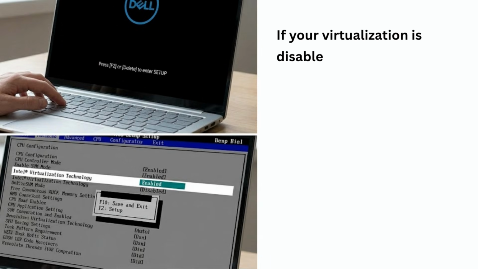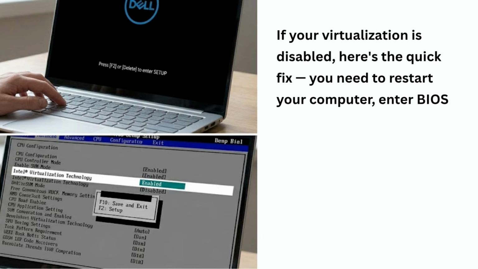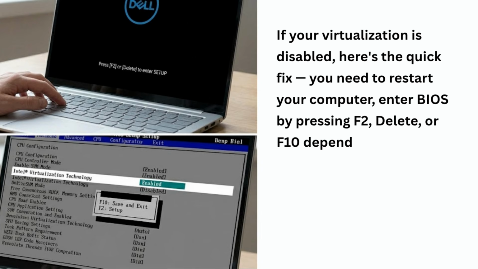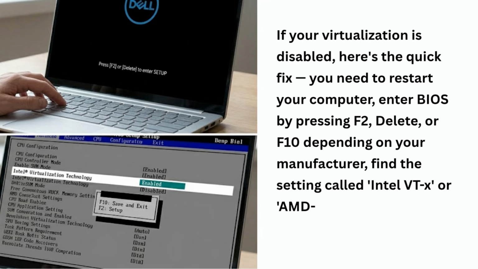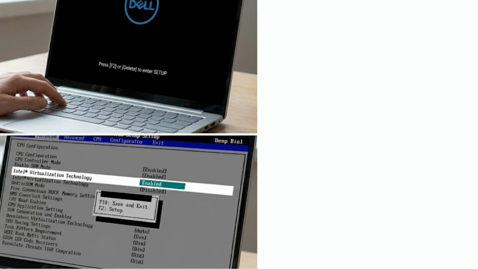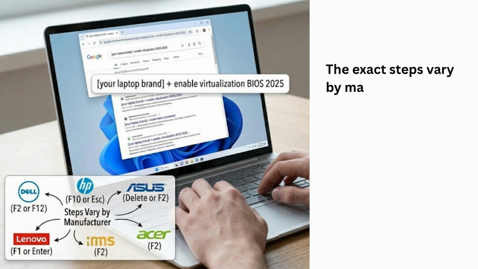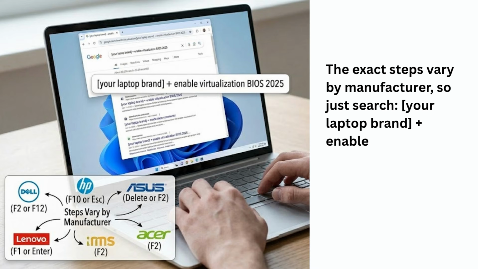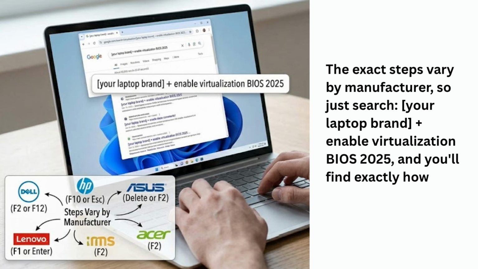If your virtualization is disabled, here's the quick fix. You need to restart your computer, enter BIOS by pressing F2, Delete, or F10 depending on your manufacturer. Find the setting called Intel VT-x or AMD-V or SVM mode. Enable it, save, and restart. The exact steps vary by manufacturer, so just search your laptop brand plus Enable Virtualization BIOS 2025, and you'll find exactly how to do it. It takes about 2 minutes. All right, let's assume you're ready. Time to turn on Hyper-V.